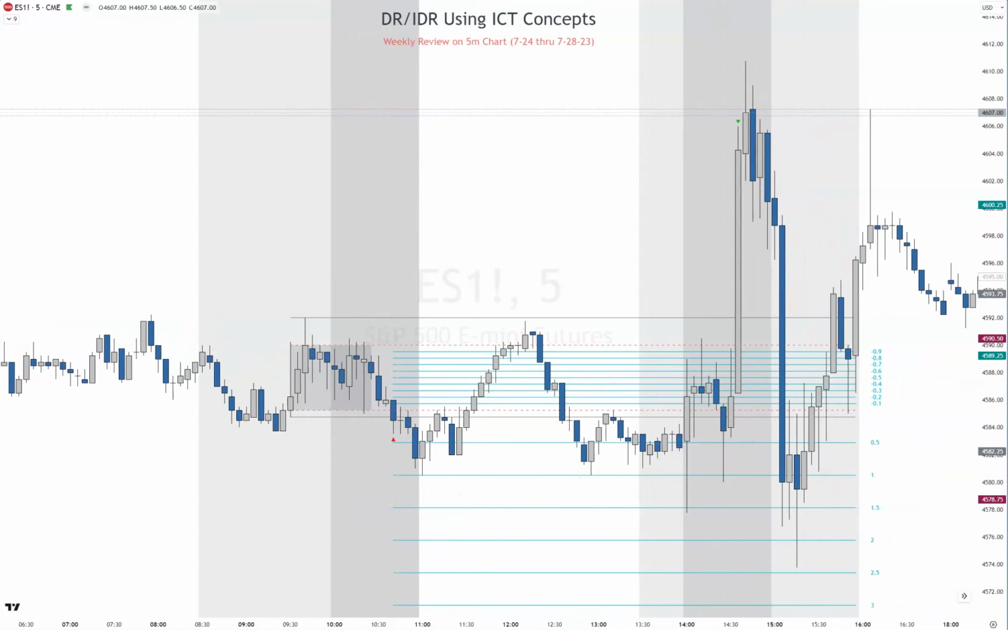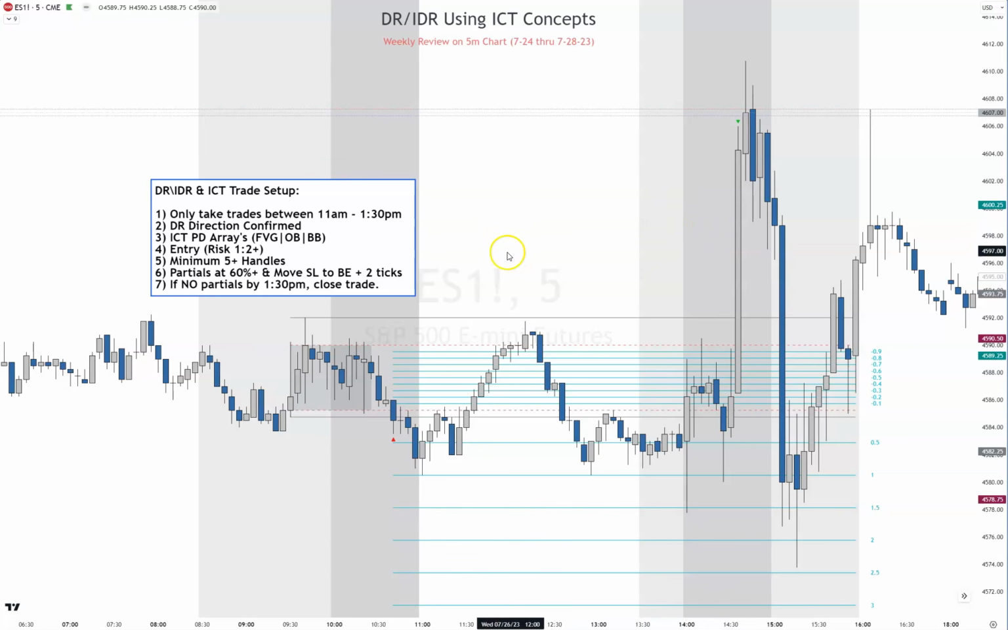Throw the rules up here. Okay. Again, only taking trades between 11 and 1:30. White area. Don't care about this. This obviously broke this. We're looking for shorts. 70% chance this line's not going to get broke. It obviously does get broke up here. So this is one of those 30% days that it failed, right?